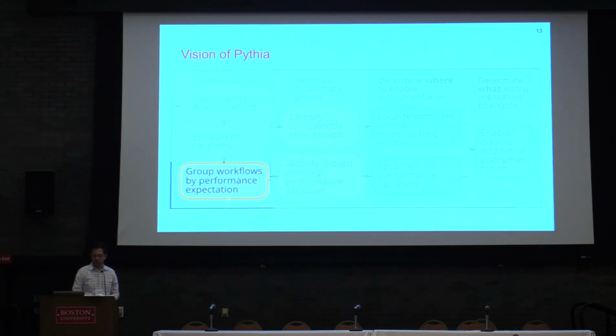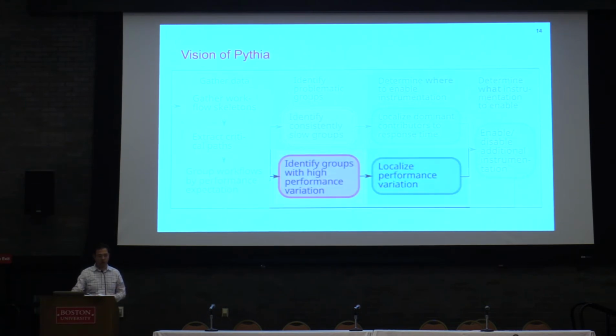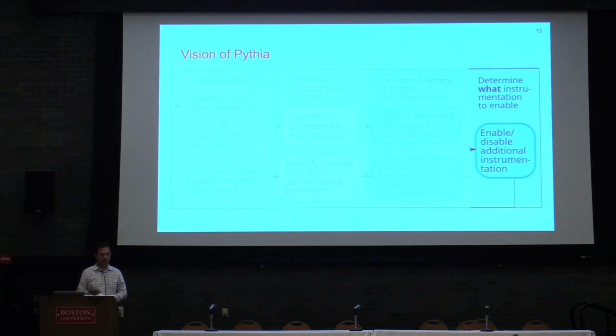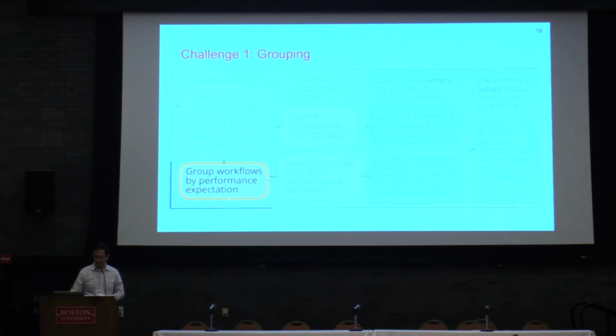Instead of performance variation, we could also look at consistently slow groups as a second signature of performance problems. So today I'll talk about the more challenging aspects of this framework, which are the grouping, the localization of problems, and also deciding what to enable next.